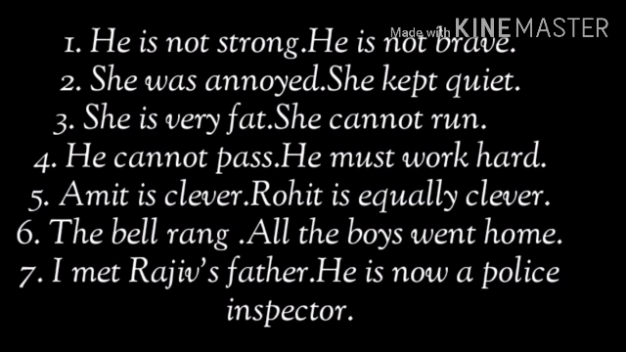The next one, Amit is clever. Rohit is equally clever. Now we can see that both sentences say that the person is clever. Amit is clever and Rohit is equally clever. It means Rohit is no less than Amit, right? So how will we combine both the sentences? We can write it as: Amit is as clever as Rohit. Clear?